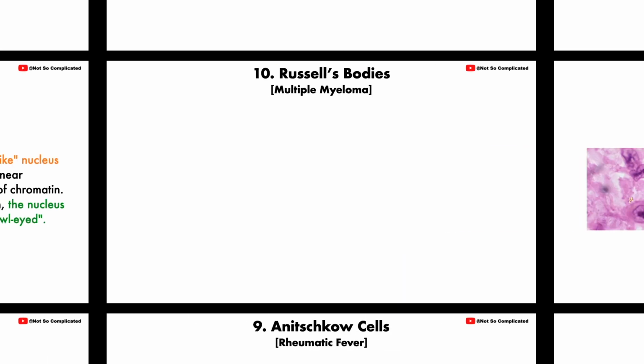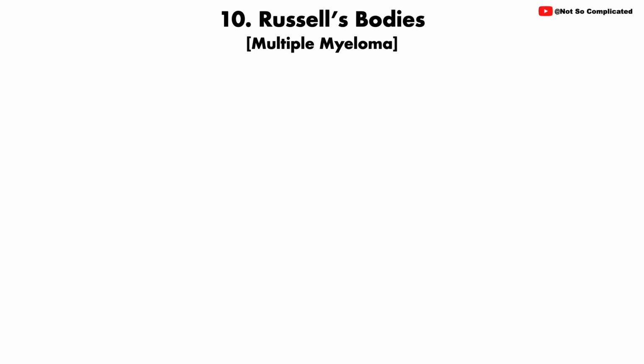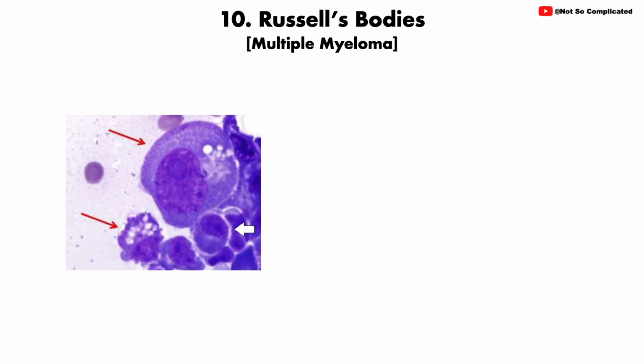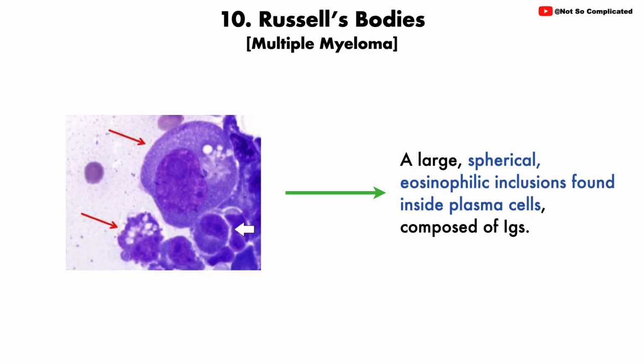And the next one we have is Russell's bodies, and this is seen in multiple myeloma. So this is Russell's bodies, and they are large spherical eosinophilic inclusions found inside plasma cells composed of immunoglobulins. So these bodies are made up of immunoglobulins in multiple myeloma.